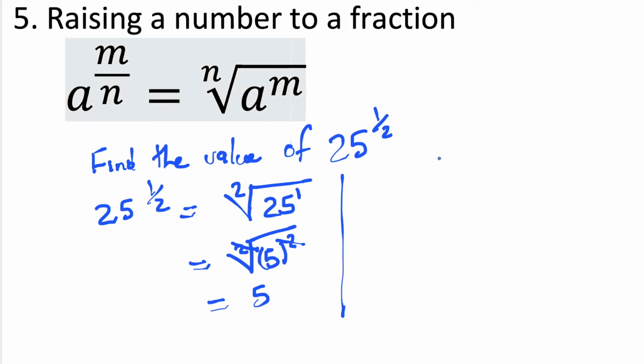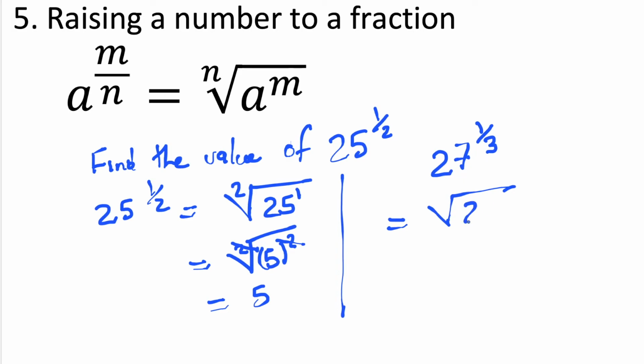We're asked to find the value of 27 raised to the power of 1/3. All we need to do is to remember that we can write the root first. We know that the 27 is going to be the base. The number in the numerator is going to give us the index, and the number in the denominator is going to give us the root. So we know for this example we have the cube root.